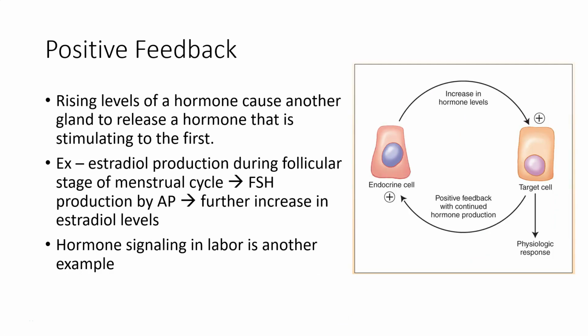We also have positive feedback. We don't have a lot of systems that use positive feedback. In positive feedback, when the levels of a hormone rise, this causes another gland to release a hormone, stimulating more production of that hormone. So an example would be during the menstrual cycle, in the follicular phase, estradiol production leads to an increase of follicular stimulating hormone from the anterior pituitary. This then leads to a further increase in estradiol levels.